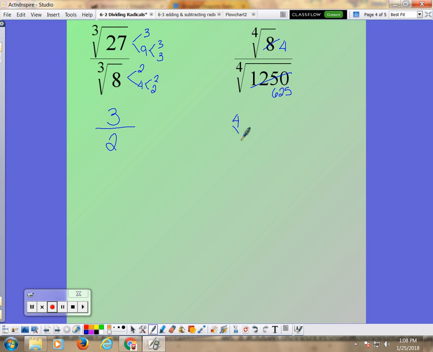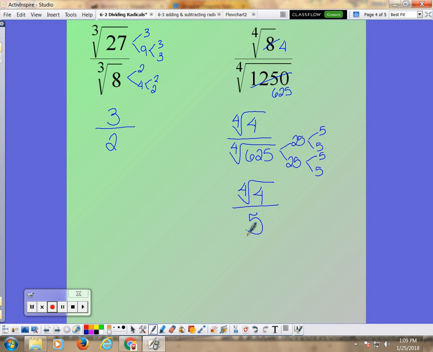So I end up with the 4th root of 4 on top and the 4th root of 625 on the bottom. But I need to try to factor tree 625 to see if I can group anything in groups of 4. So when I do that, I find out I have 25 times 25. And then I find out that 25 is 5 times 5. And 25 is 5 times 5. And lo and behold, I have 4 5s. So my 5s break out of prison, leaving me 1 in the denominator, and the other 3 meet their demise.